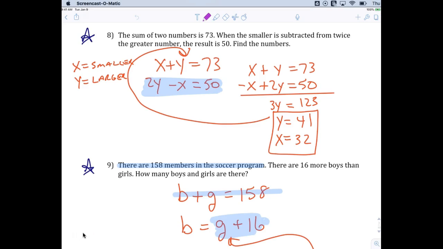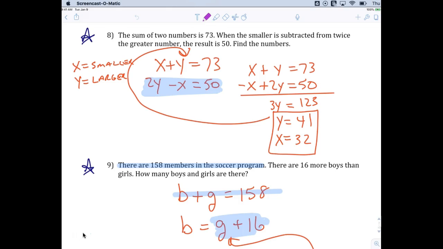Now, the next thing we talked about in this problem, I think it was number 4, if I'm not mistaken. When the smaller is subtracted from twice the greater. I didn't know smaller and greater, so I made myself a little note off to the side, and I'm just going to let x be the smaller one, and y be the larger one. That's what I would like for you to do.